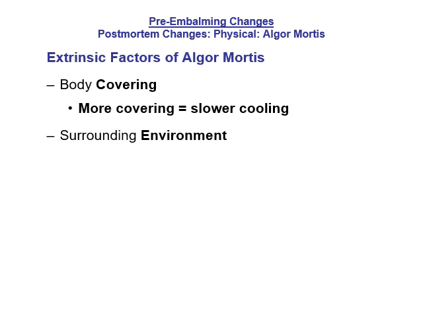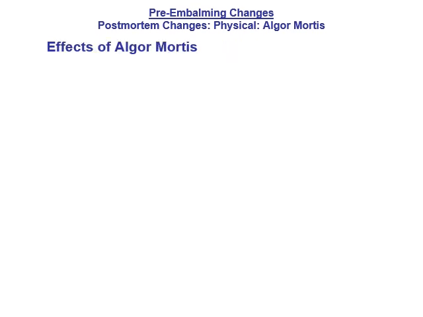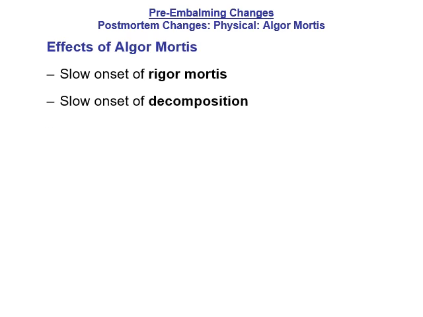Now, when the body cools down, so the effects of algor mortis, it can slow down the onset of rigor. Rigor mortis is a chemical process. It will slow down the onset of decomposition, which is also a chemical process. So cooling those things down makes those chemical processes take longer. Again, cooling the body also tends to keep the blood in a liquid state. Now that can be good for us in that it will be easier to push that blood out during embalming.